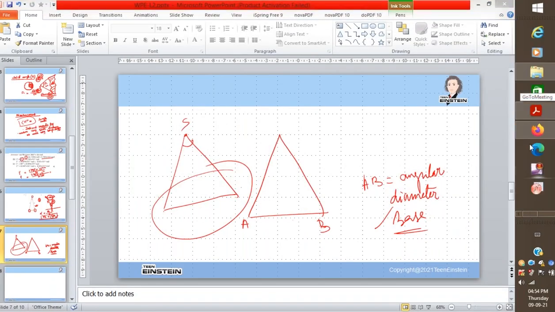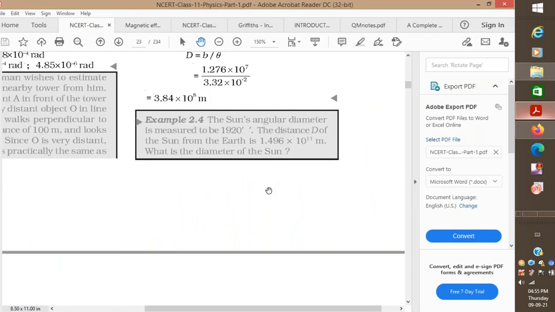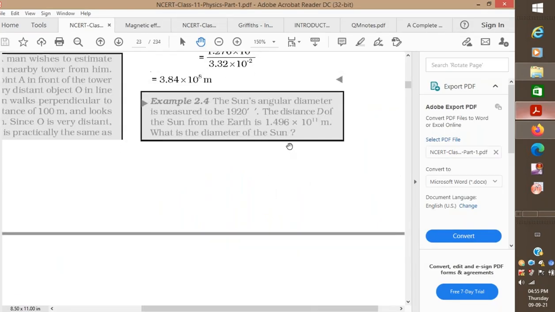The sun has an angular diameter, this is given already. Oh, I am sorry. Actually, angular diameter here means the angle of parallax. What they wanted to say is that this is actually the angle of parallax, not the angle of diameter. Here they have given the angle of parallax as the angular diameter.